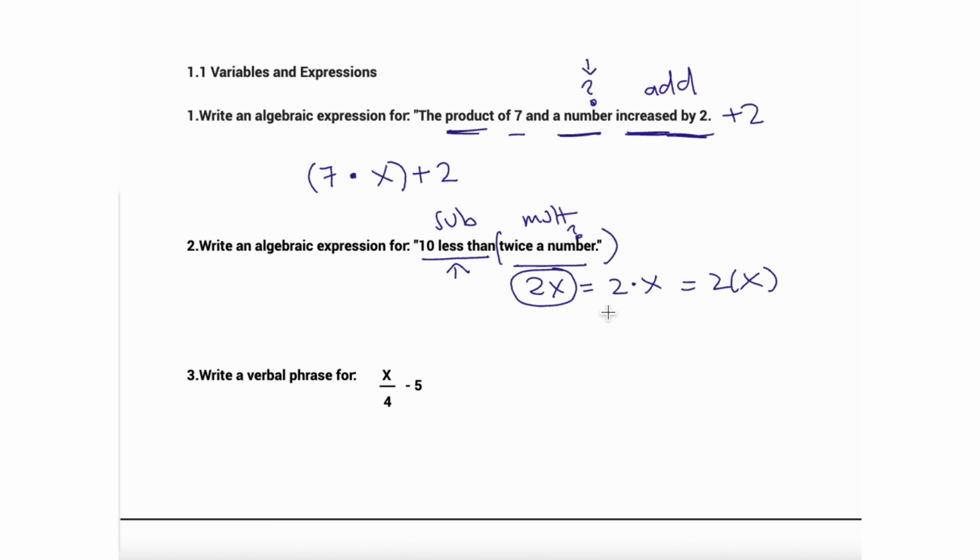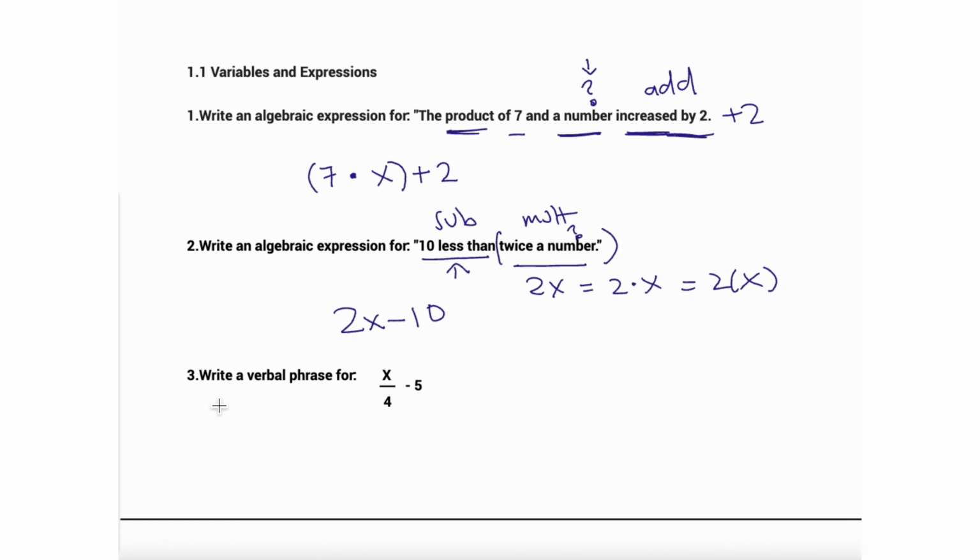Whenever you have a variable involved, you can just write the 2 and the x next to each other. So I'm going to do 2 times the number, and then I'm going to subtract 10, because it's 10 less than that. And you don't need to put parentheses here. Well, I guess you could, to practice, like I said earlier in the previous problem, to make it a habit of recognizing which operation to do first. But it is also implied, because this is multiplication, that you're going to do this multiplication first before you subtract the 10.